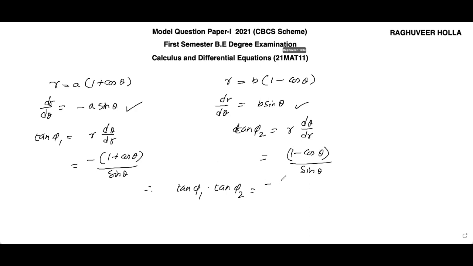Now, therefore, tan phi 1 and tan phi 2, when you multiply this, will be minus of 1 plus cos theta and 1 minus cos theta, which is 1 minus cos square theta, and this is sine square theta in the denominator, so which would be minus 1. Therefore we can say the curves intersect orthogonally.